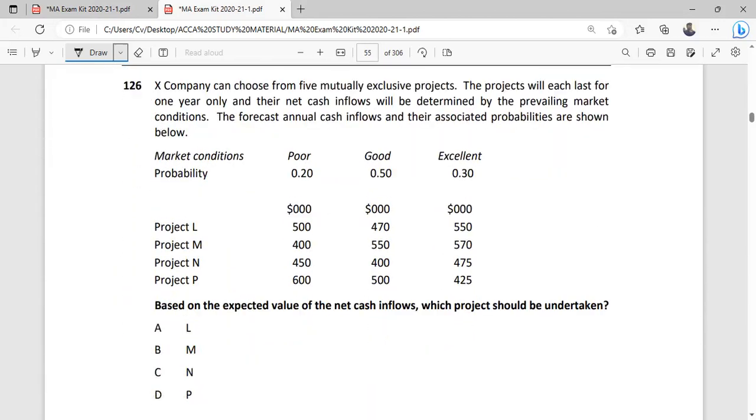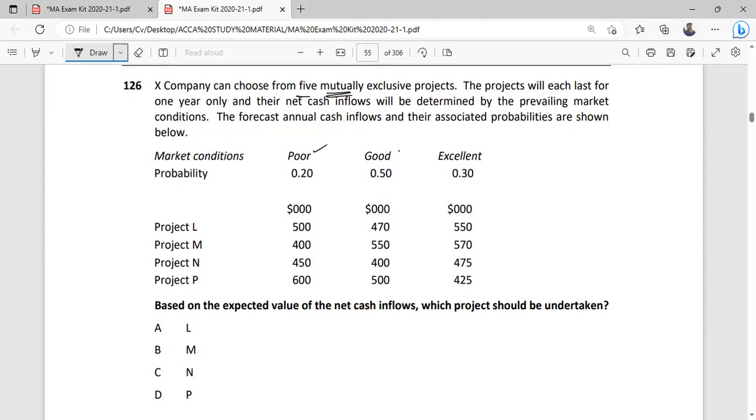X company can choose 5 mutually exclusive projects. The projects will each last for 1 year only, and their net cash inflows will be determined by the prevailing market condition. Forecast annual cash inflows and their associated probabilities are shown below. Mutually exclusive means you cannot perform these projects together with each other. You have to choose the one.